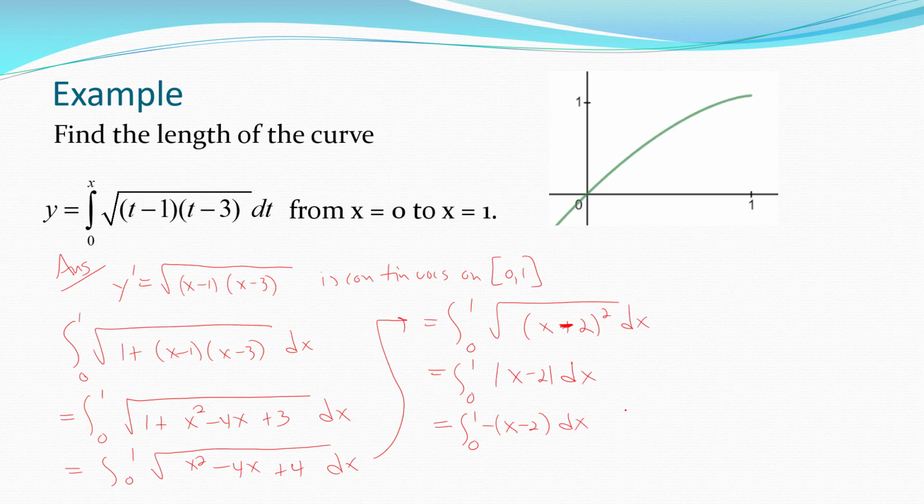So now all I have to do, just continuing up here, is the integral from 0 to 1 of 2 minus x dx. And that's easy enough. That's 2x minus 1/2 x squared, evaluated from 0 to 1. If you plug in 1, you get 2 minus 1/2. If you plug in 0, you get 0. So the answer is 3/2. And that's the length of that curve.